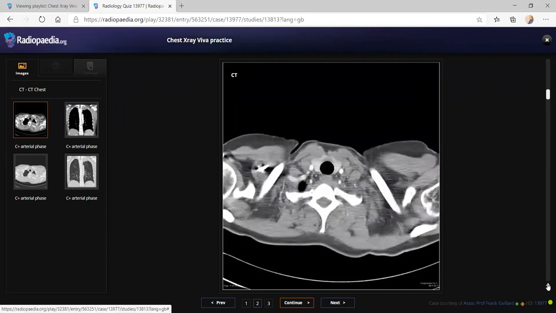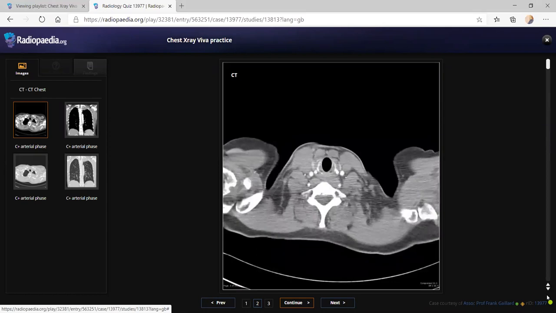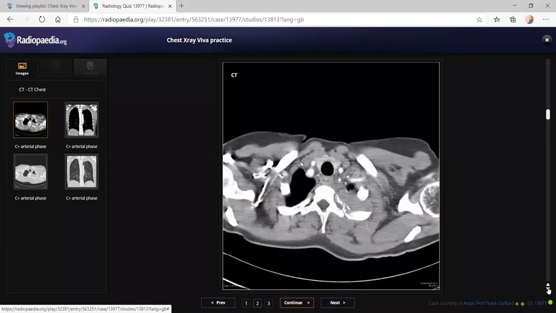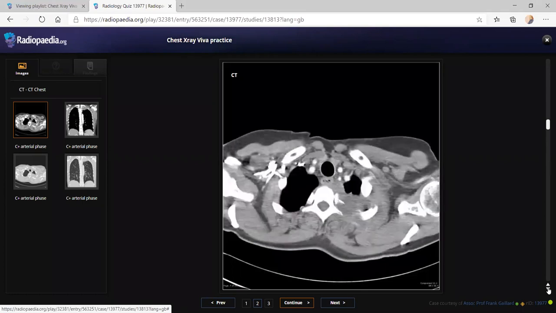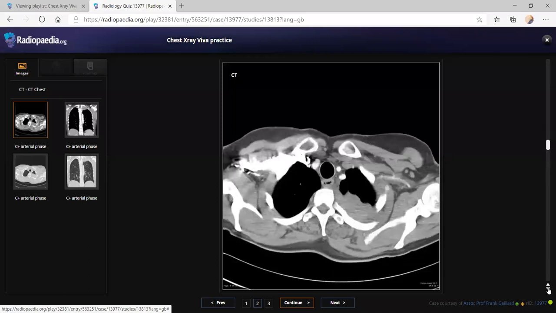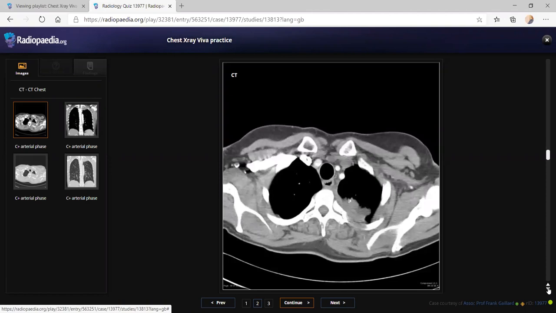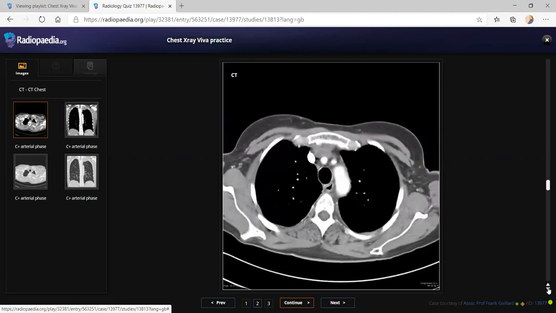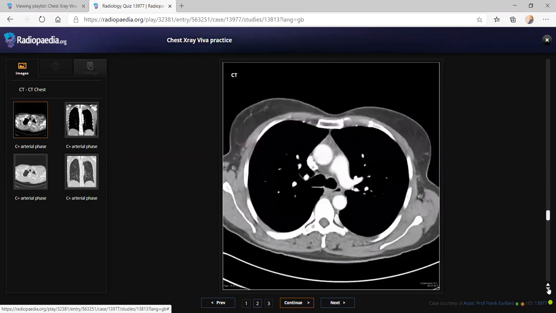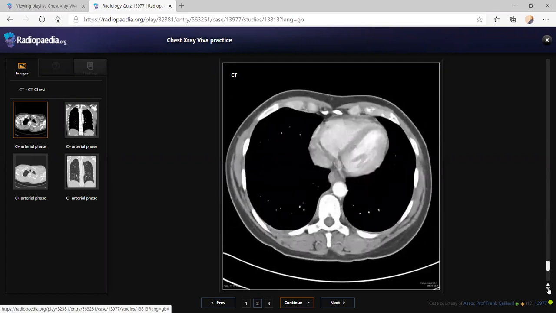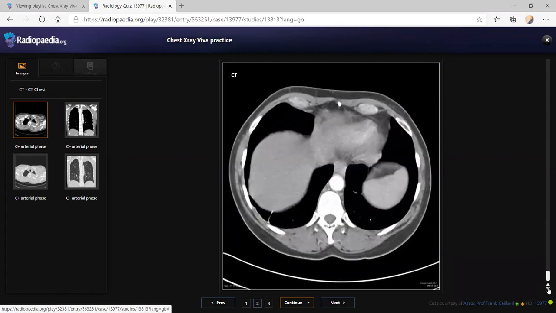So these are contrast-enhanced CT chest, mediastinal windows. I'm scrolling the CT craniocaudally. I can see that there is left-sided apical nodular pleural thickening. I'm going down. I do not see any hilar or mediastinal lymph nodes. I do not see any pleural effusion.